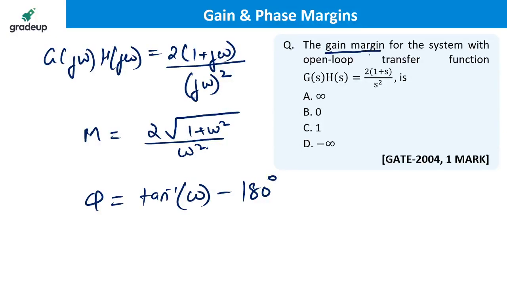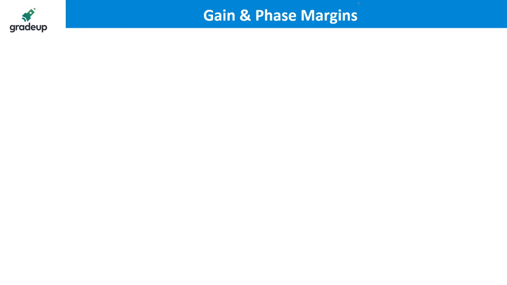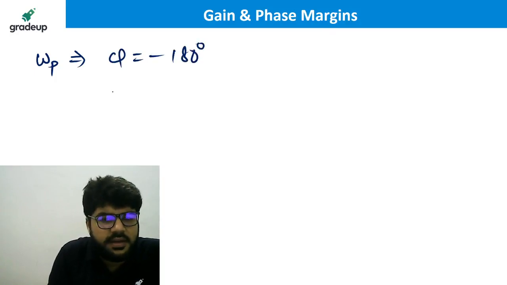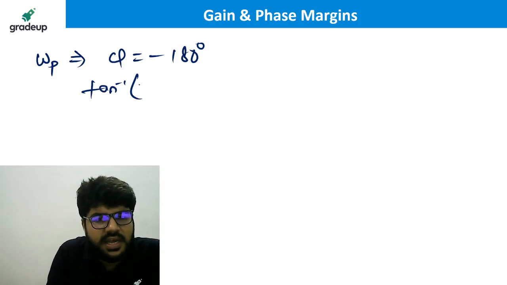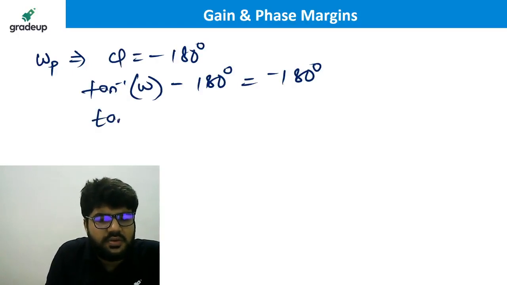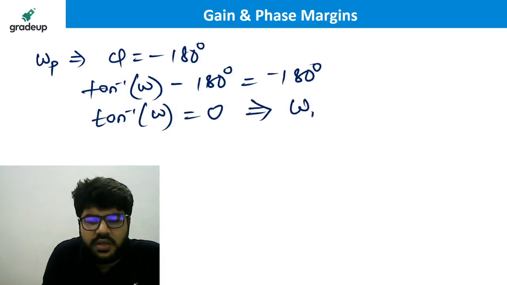The question is about gain margin. No, it's not C. C is not possible. Okay, for gain margin, we need omega p first of all. So here also, special attention. For omega p, equate the phase to minus 180 degrees. So what is the phase formula? Tan inverse omega minus 180 is equal to minus 180. Solving which you get tan inverse omega, 180 cancels, it is 0.